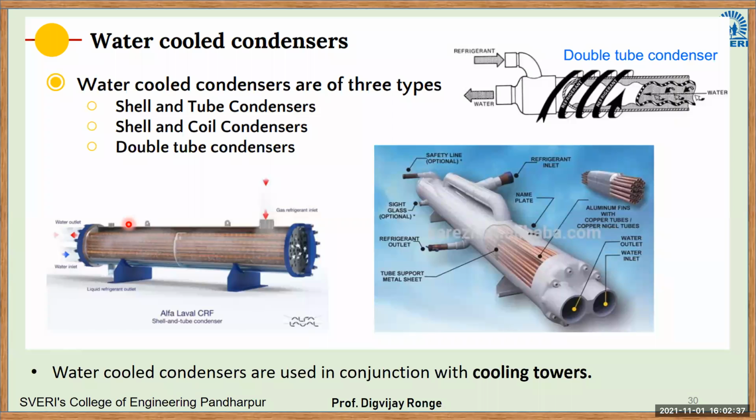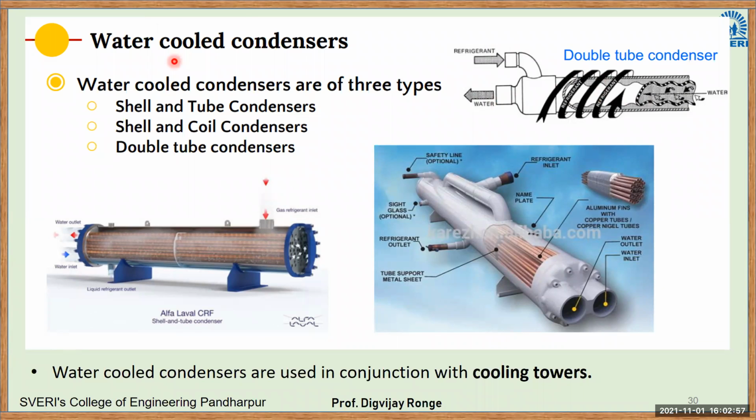Shell and tube, you have already seen: there are tubes, and outside that there is a shell casing. Double tube means like this. So inside there will be a tube. As you can see, there is an inside tube which contains water. Outside tube will contain the refrigerant. So that is a double tube system.